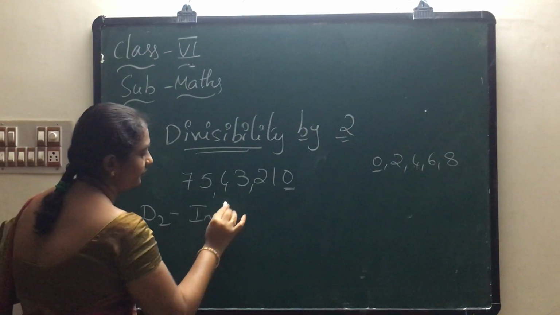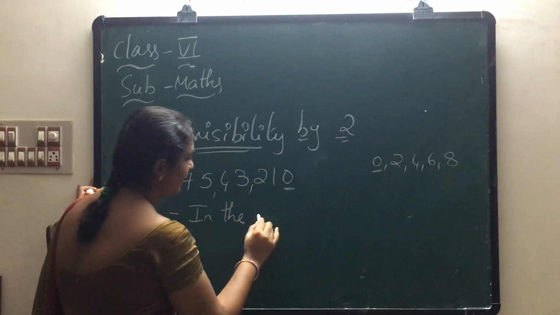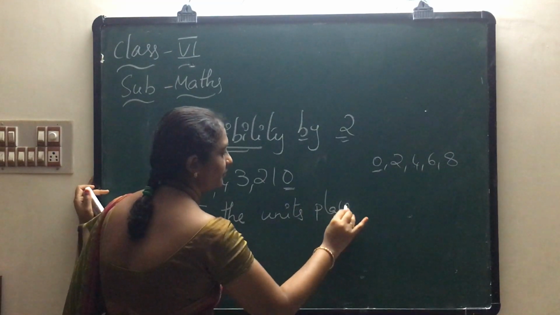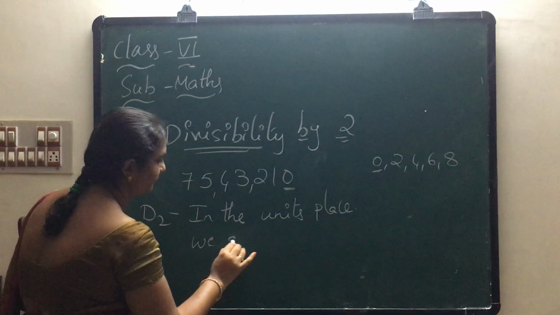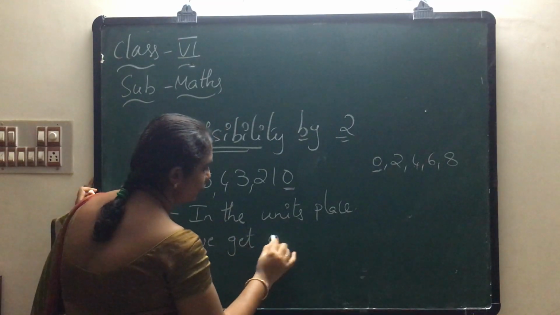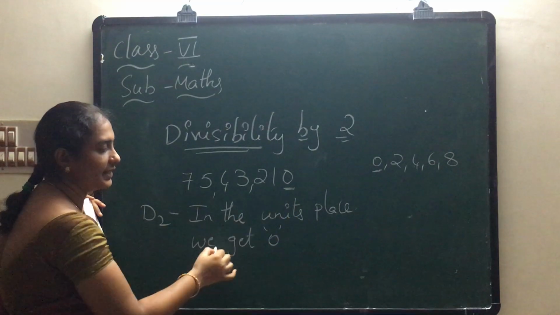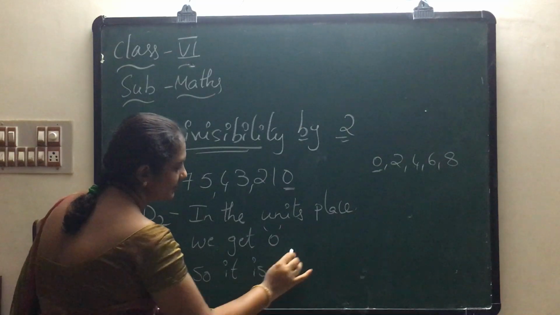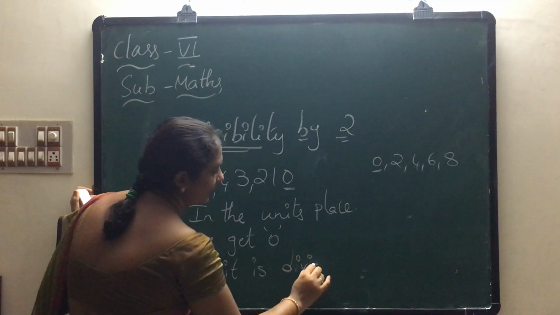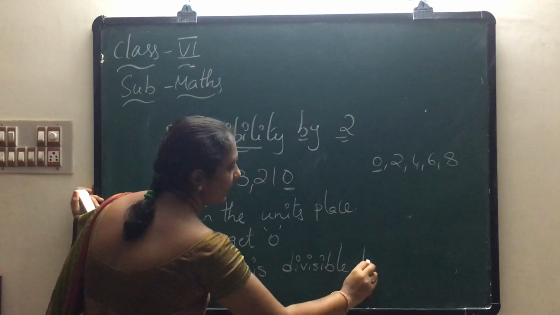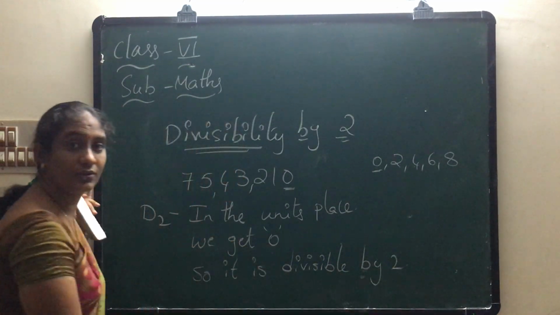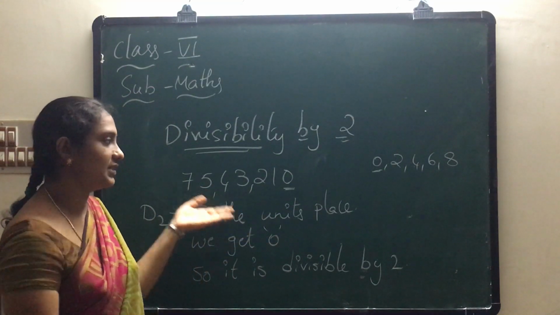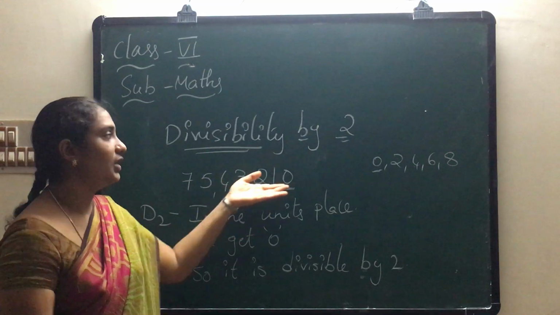All of you note down: in the units place we get 0. So it is divisible by 2. How much time do you take? Only 2 seconds like that. You completed or not? Now see, it is an easy process to find out divisions.